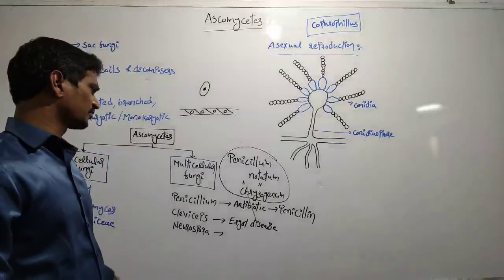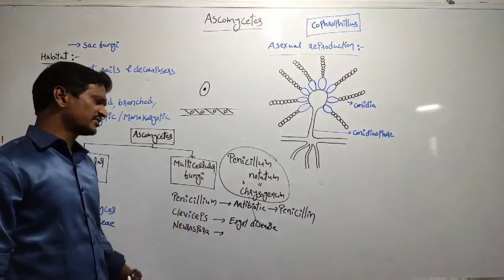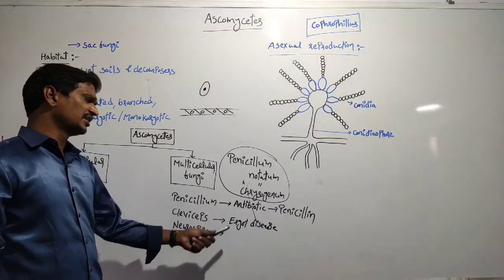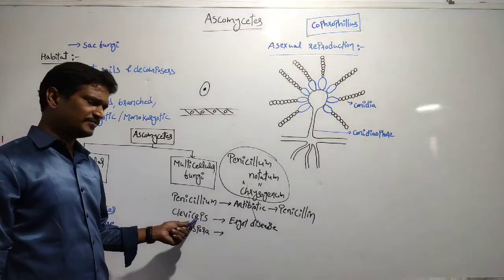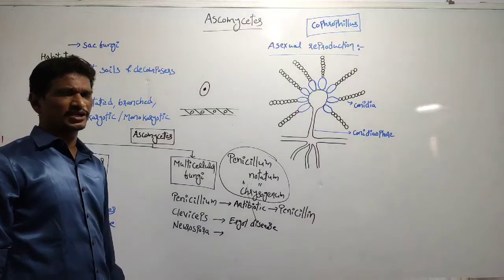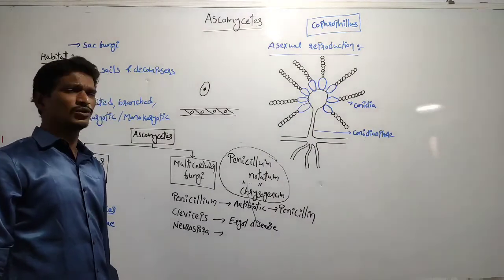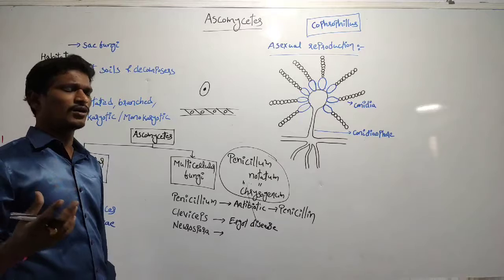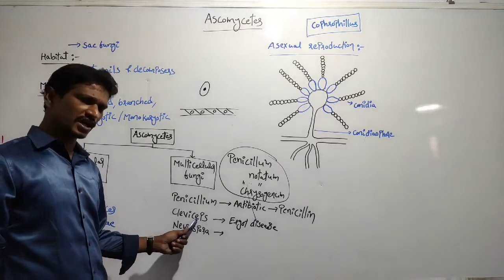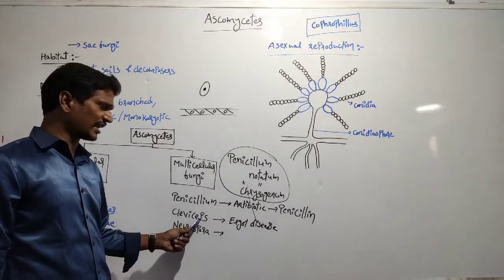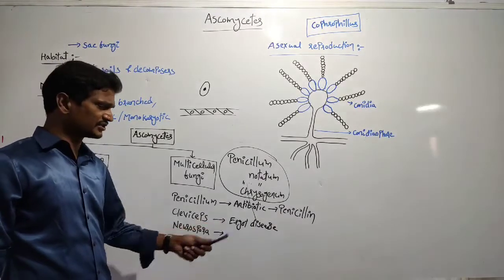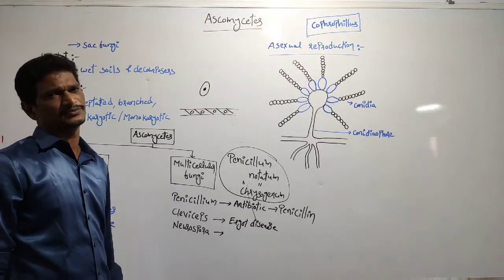Okay, and coming to the next one, Claviceps. This is one of the fungi. It causes the ergot disease. Ergotin is one of the compounds present within Claviceps, and it causes the ergot disease.